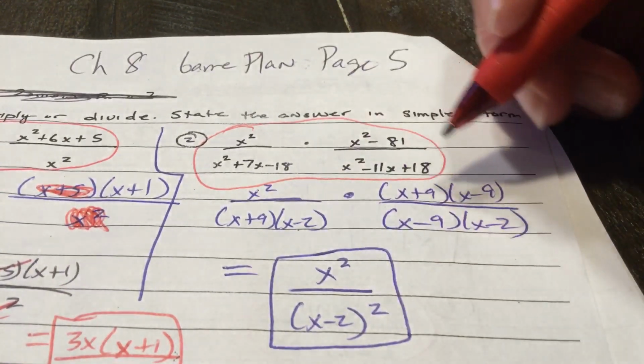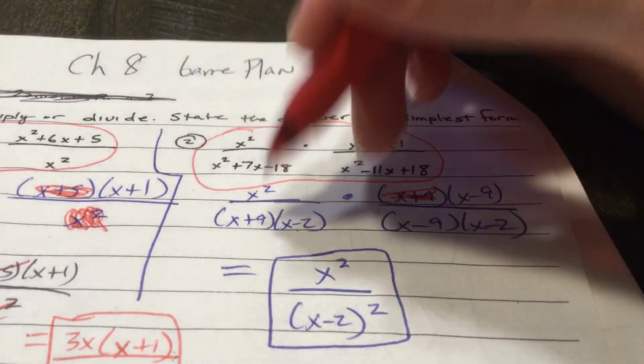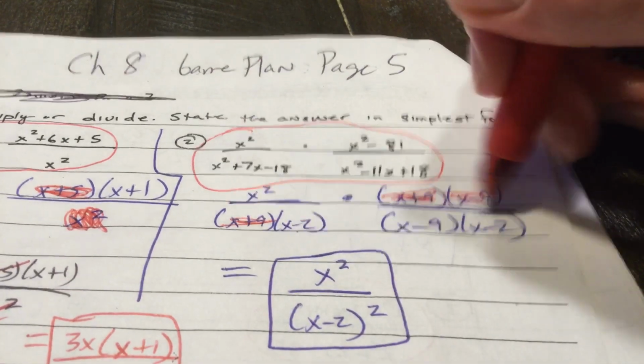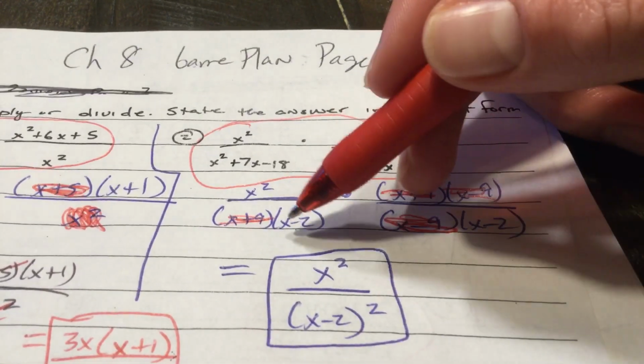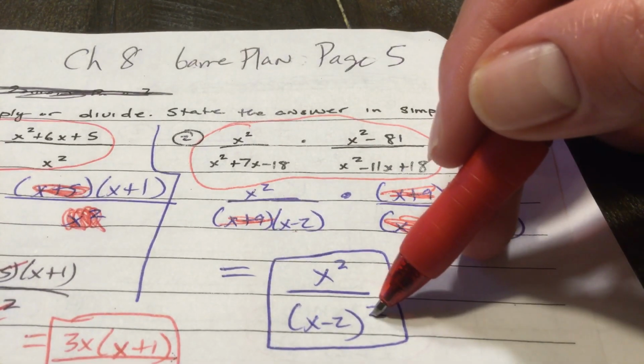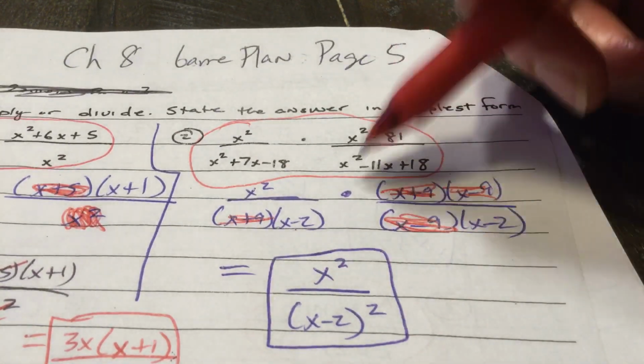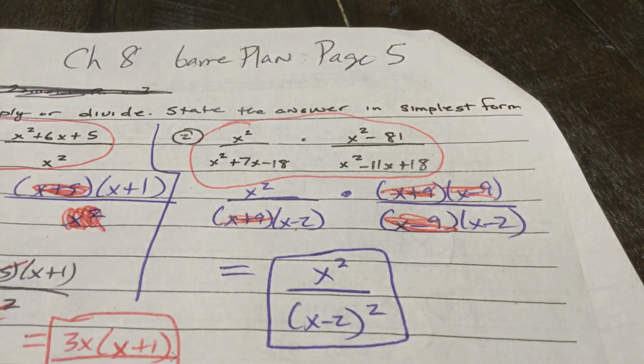Then cancel out x plus 9, x minus 9. Notice you have 2 of the x minus 2's down below. That's why it's x minus 2 squared. Up above, all you have is the x squared left.